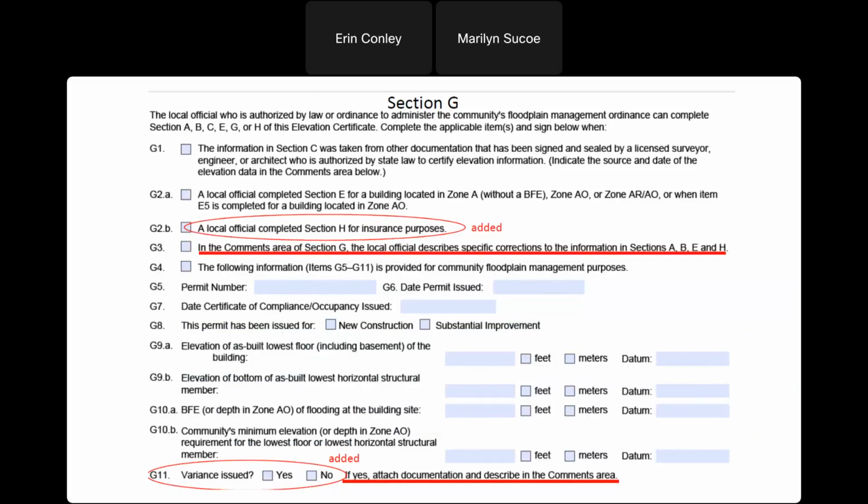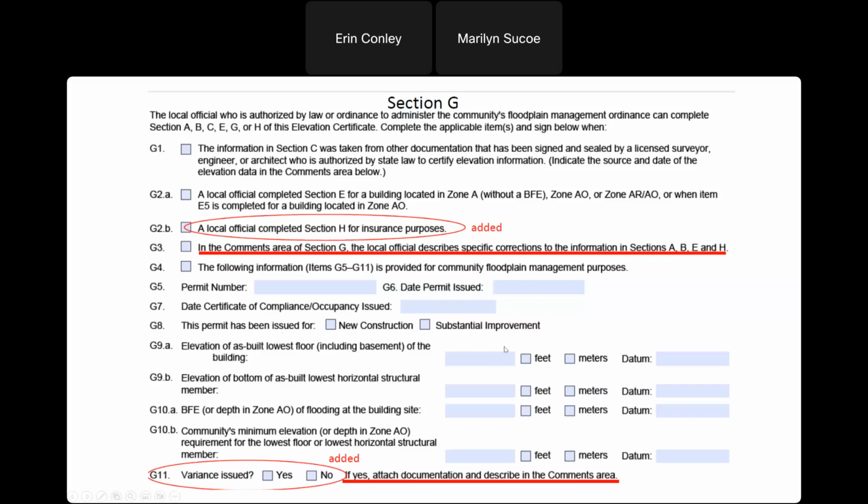Section G is if the local official completed Section H for insurance purposes, a homeowner could ask you to help them complete it, and you would check that. In the comment section of G, the local official describes any corrections that you may have made to A, B, E, and H. Notice you will not be asked to make corrections to Section C, which are the elevations taken by a surveyor, or Section D. That is not an area that you can make corrections.